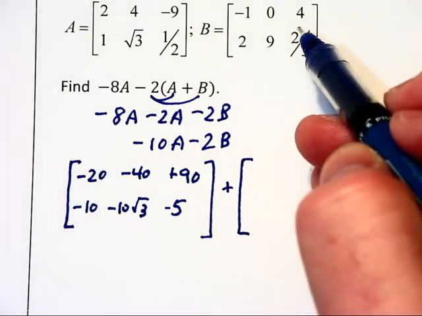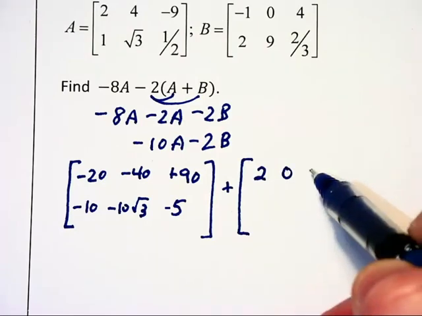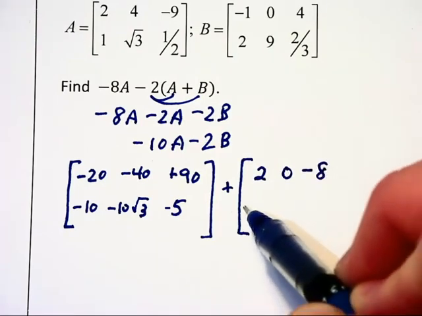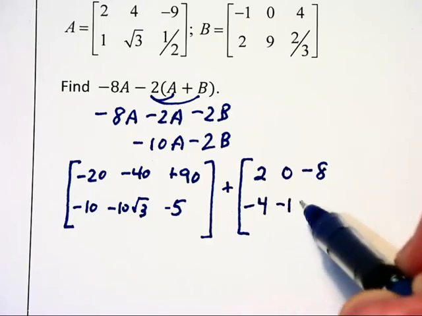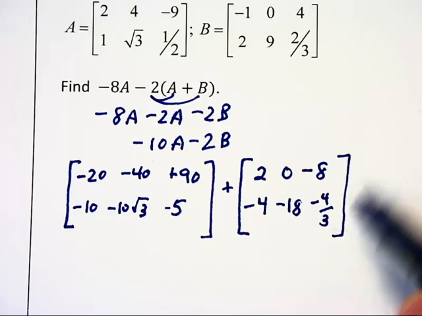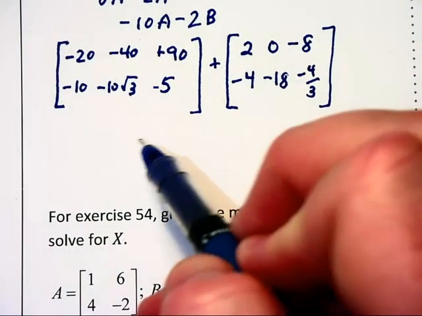Negative 2 times each thing in that matrix gives me 2, 0, negative 8. And then the next row, multiplying by negative 2, I get negative 4, negative 18, negative 4 thirds. Now I can add each corresponding position together.